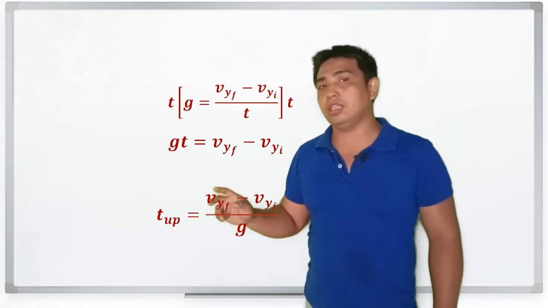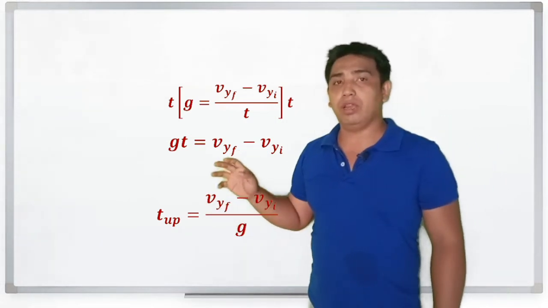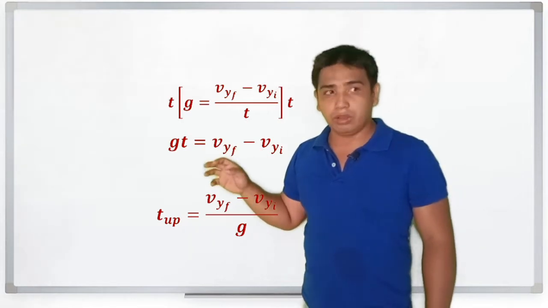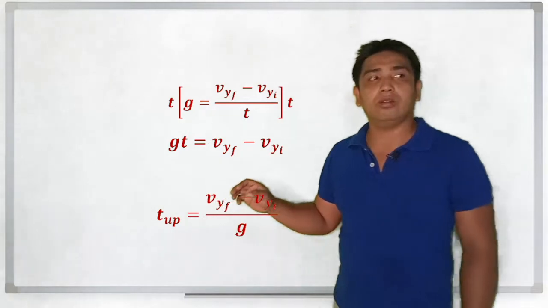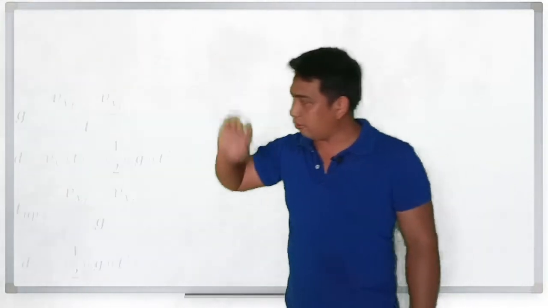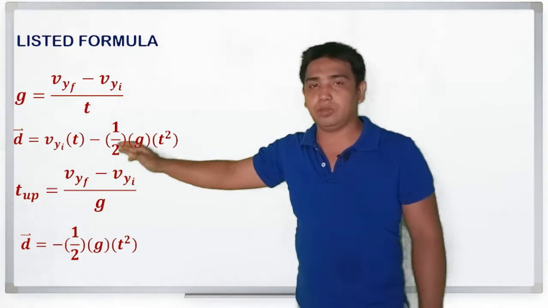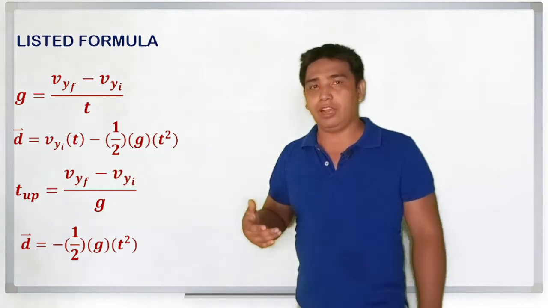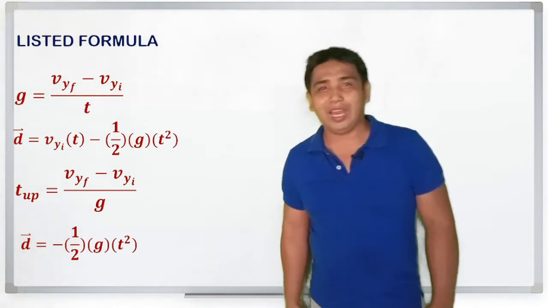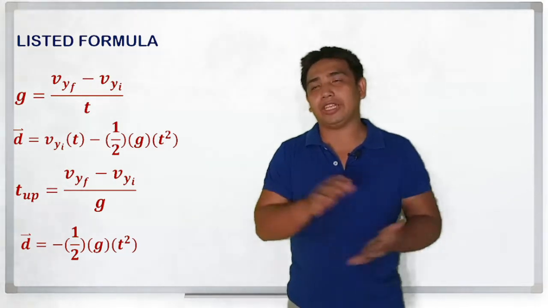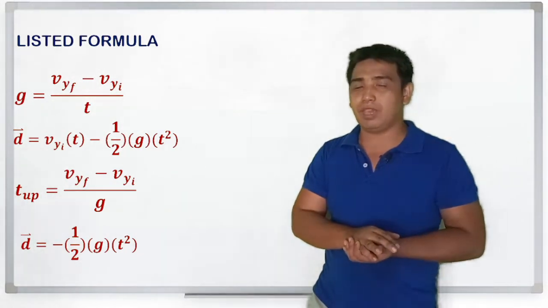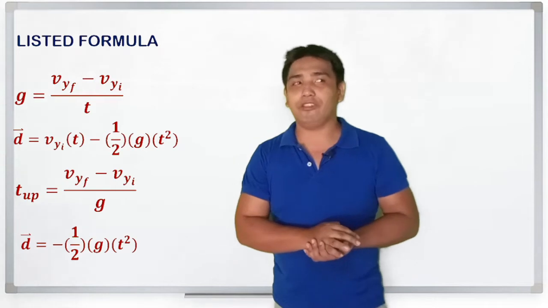This is the point in time wherein the velocity of the ball is equal to 0 meters per second. We can add this formula to our list of formulas right here. You will see that as we go along, the formulas keep on increasing in number, so it's better if you list them all, so that you will not miss or forget them.